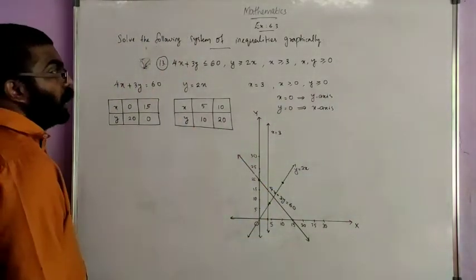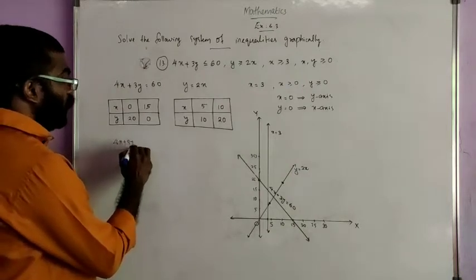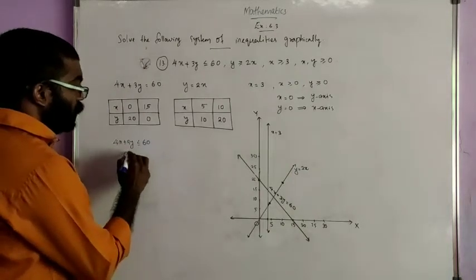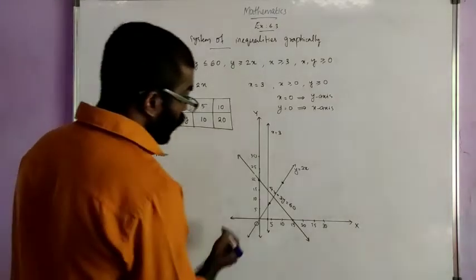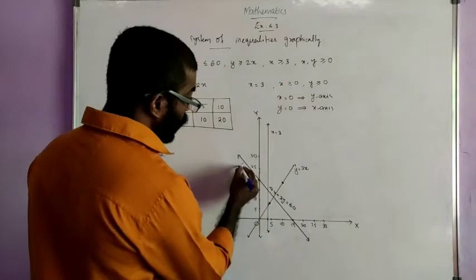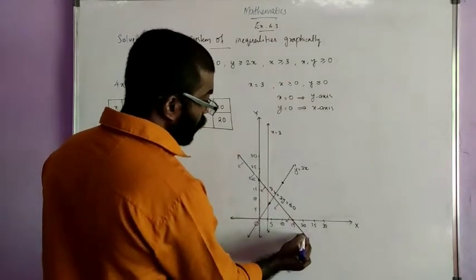Clear? Now we can check the half planes. First one, 4x plus 3y less than or equal to 60. 0 less than or equal to 60, true statement. So 0, 0 is on the lower half plane or the left half plane. So here we can mark.